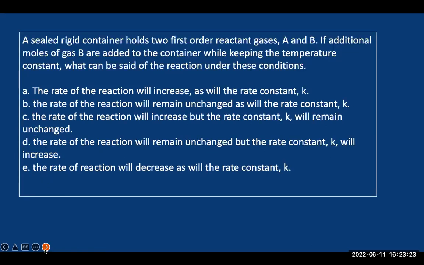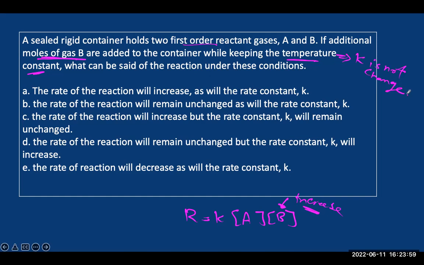Okay, the last question. We have a sealed container and the reaction is first order in both reactants. First order means the rate R equals K multiplied by A to the power of 1 multiplied by B to the power of 1. If additional moles of B are added, it means we are increasing the concentration of B, keeping the temperature constant. If the temperature is constant, it means K is not changed. So K will not change here. It will be the same.